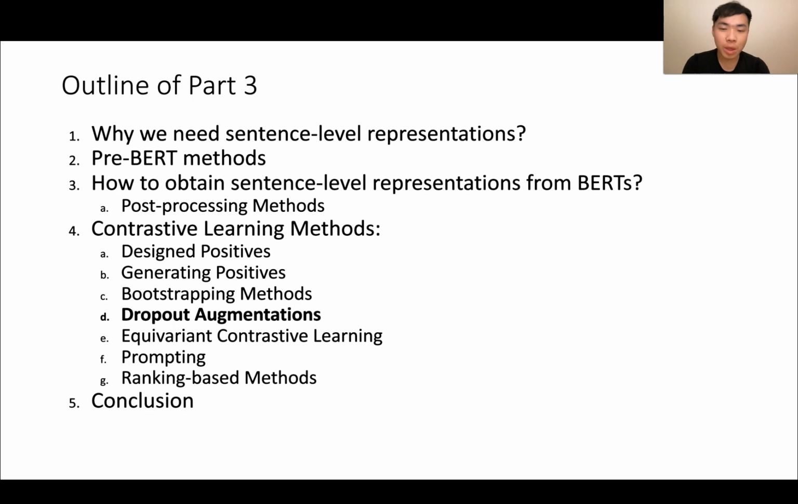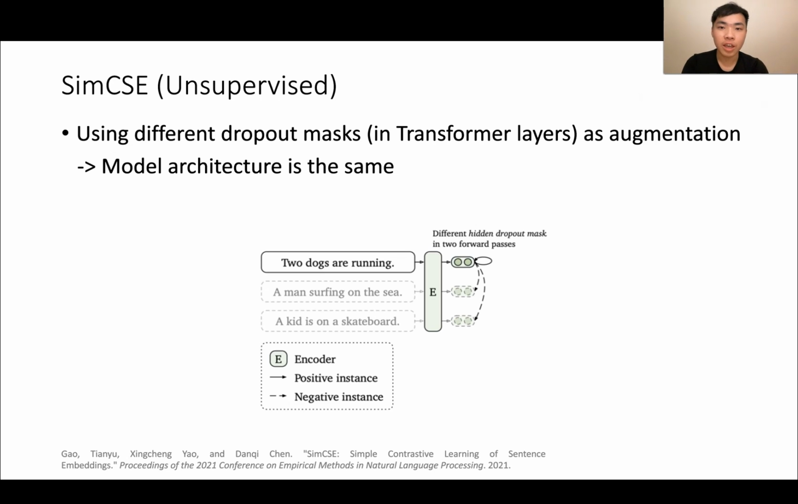The next paper is a very famous one. It's called SimCSE. In this paper, they show that you can simply use a dropout mask as your augmentation, and you can get state-of-the-art performance. The dropout mask augmentation here is not the same as the one we used in ConSERT, because in ConSERT they are doing some masking on the embedding vectors. But here the dropout mask is all the dropout layers in the transformer layers.